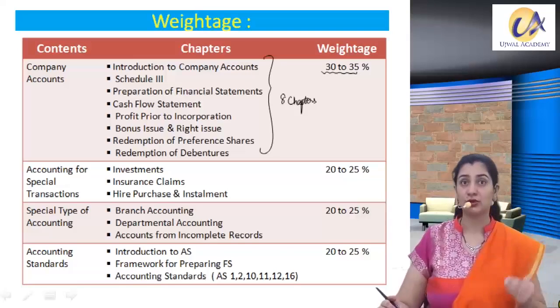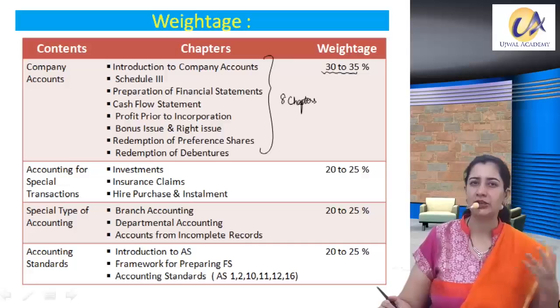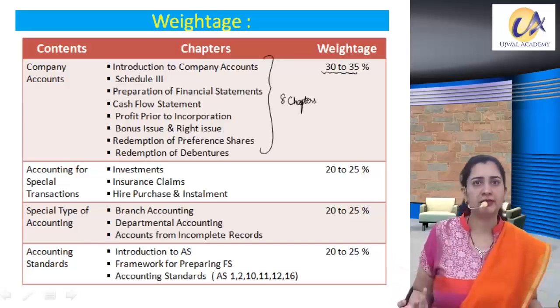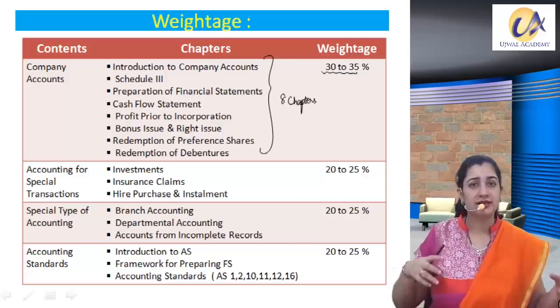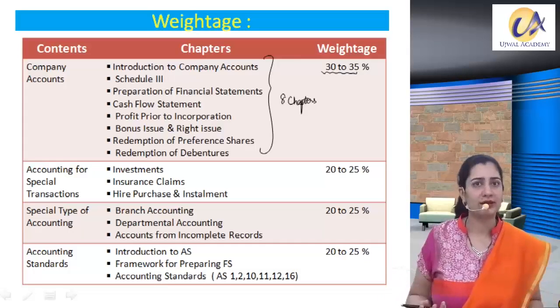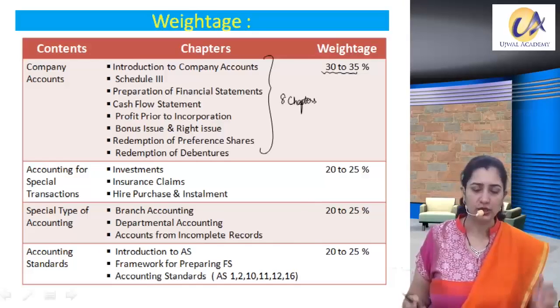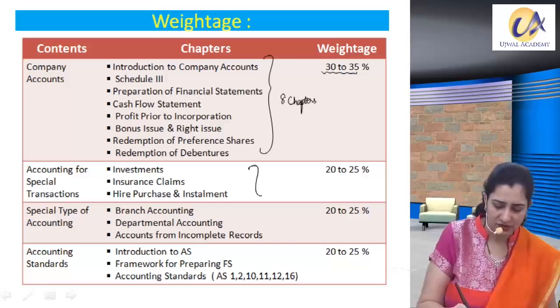Then after that, I have got special types of accounting, like for branches, how I do accounting, departments, how I do. And if I have incomplete records, it's called single entry also. Then how I complete my records, how I do my balance sheet, P&L, that we learn. Basically these are like my 6 chapters.